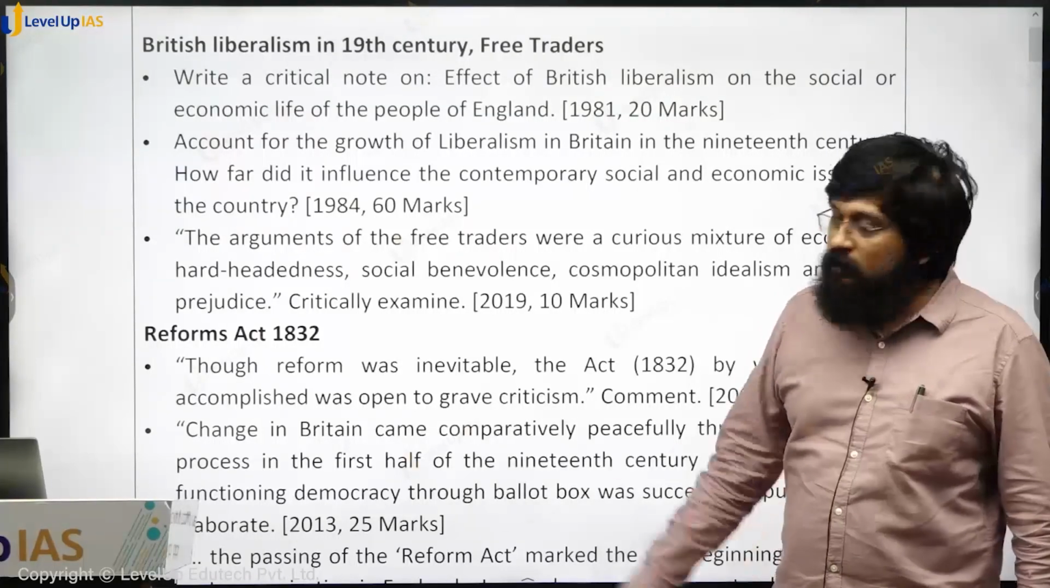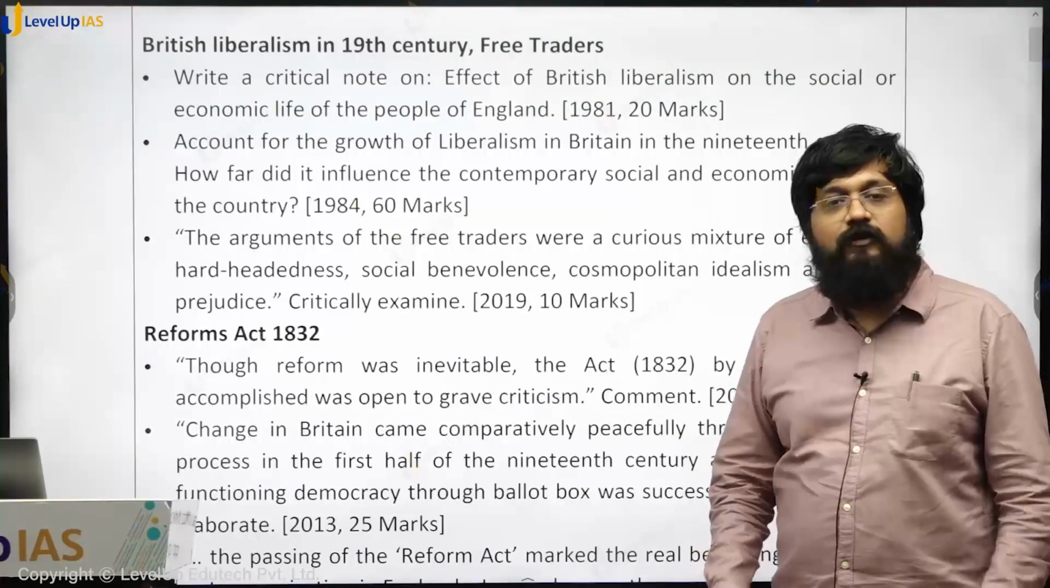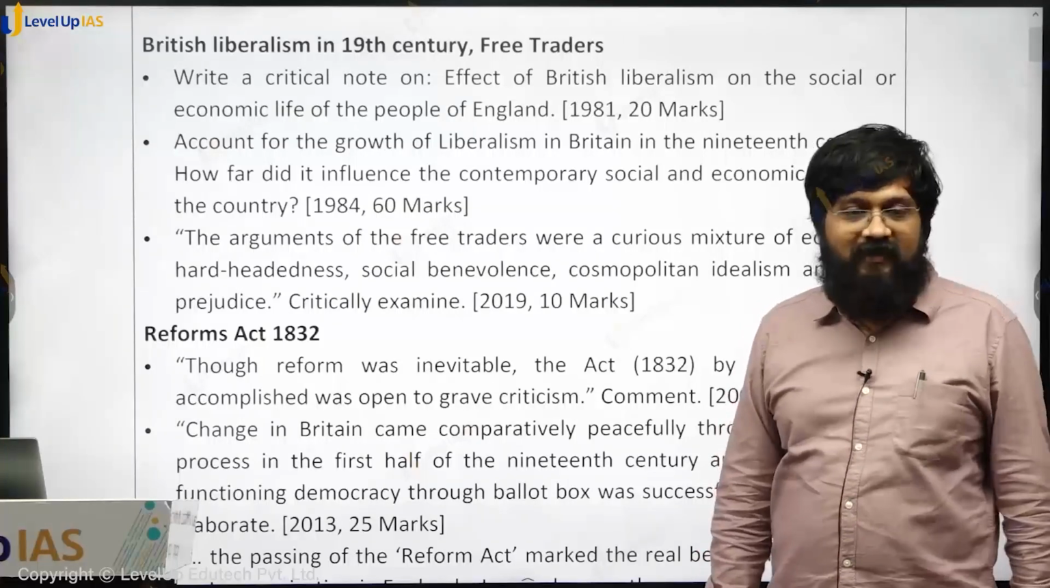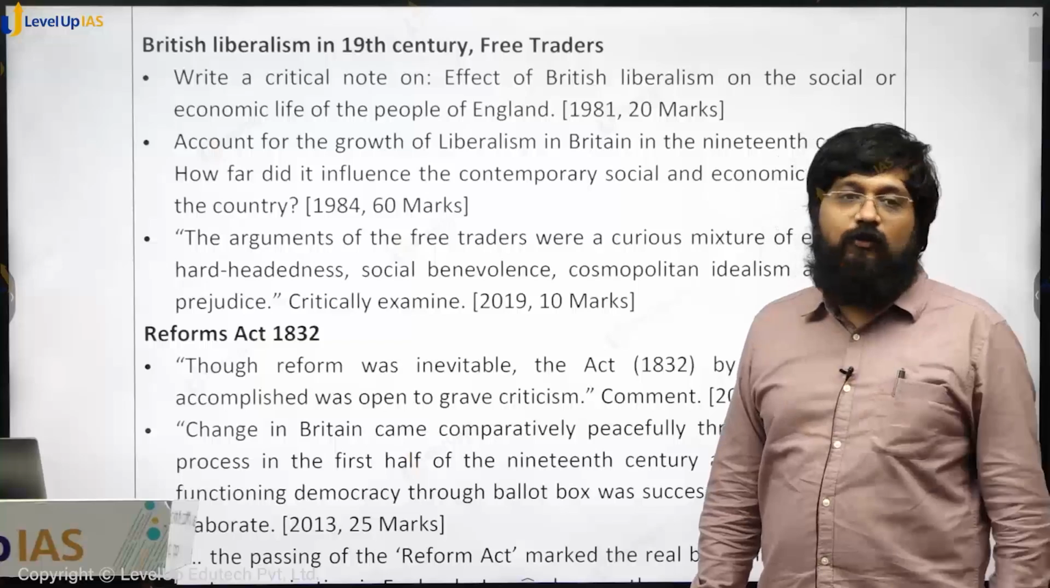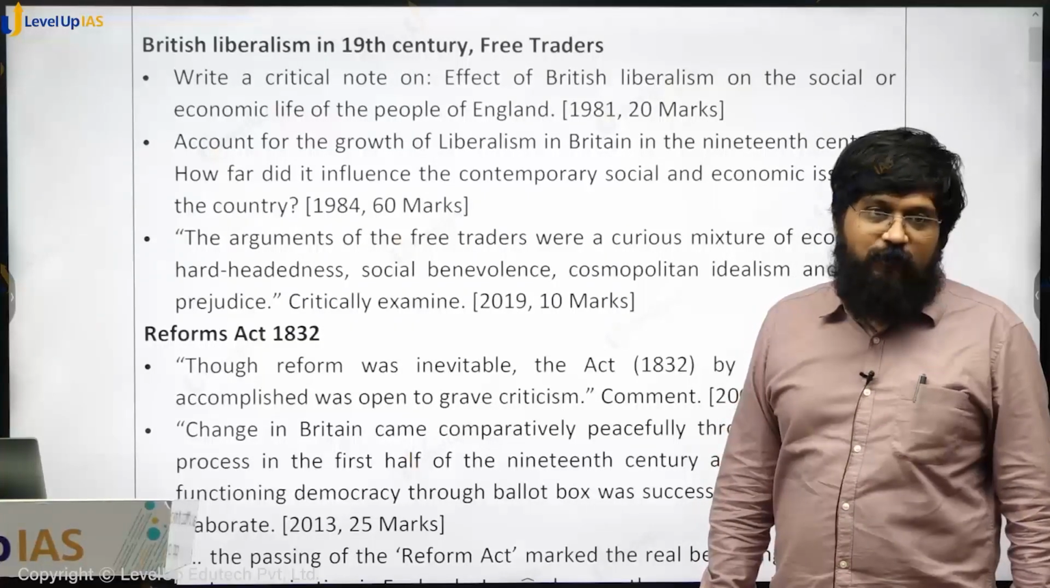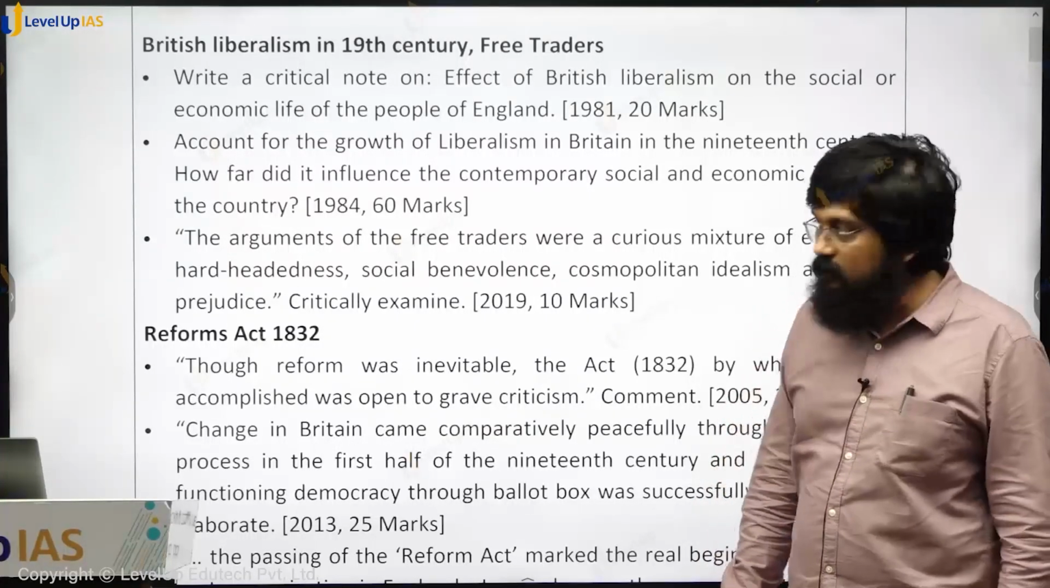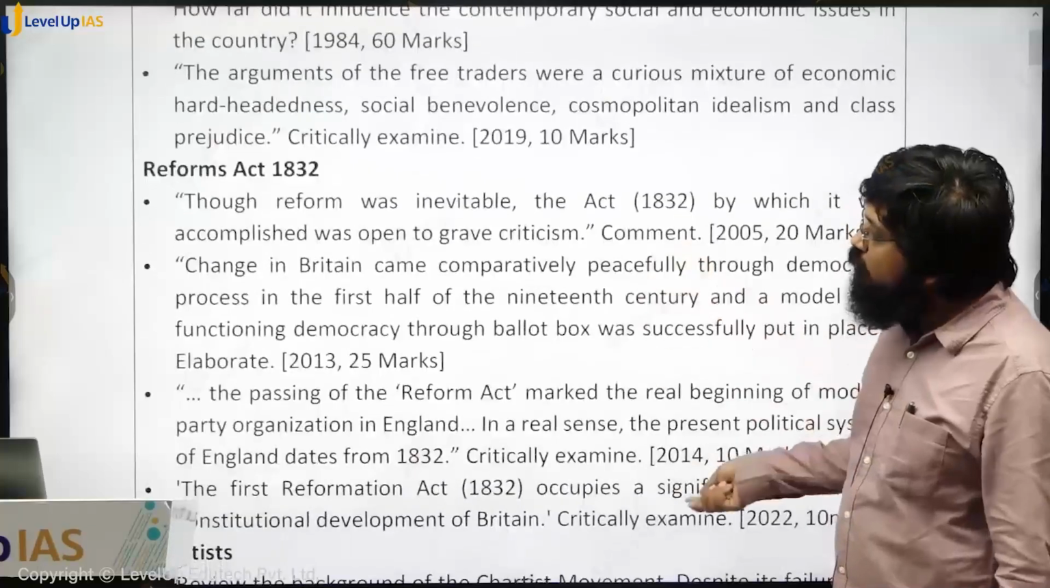Anti-Corn Law League. So this question is anti-corn law league, but anti-corn law league चला कौन रहा है? Free traders ही चला रहा है. So free traders in UPSC's mind is equivalent to anti-corn law league. So I'm trying to decode the syllabus for us based on the PYQs. Then you go to the next part, Reforms Act of 1832.